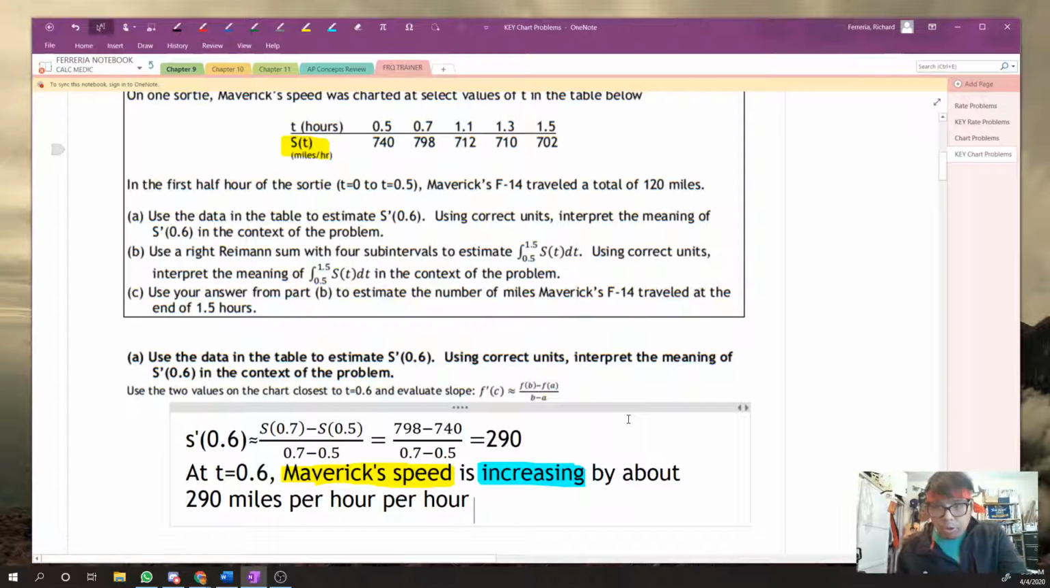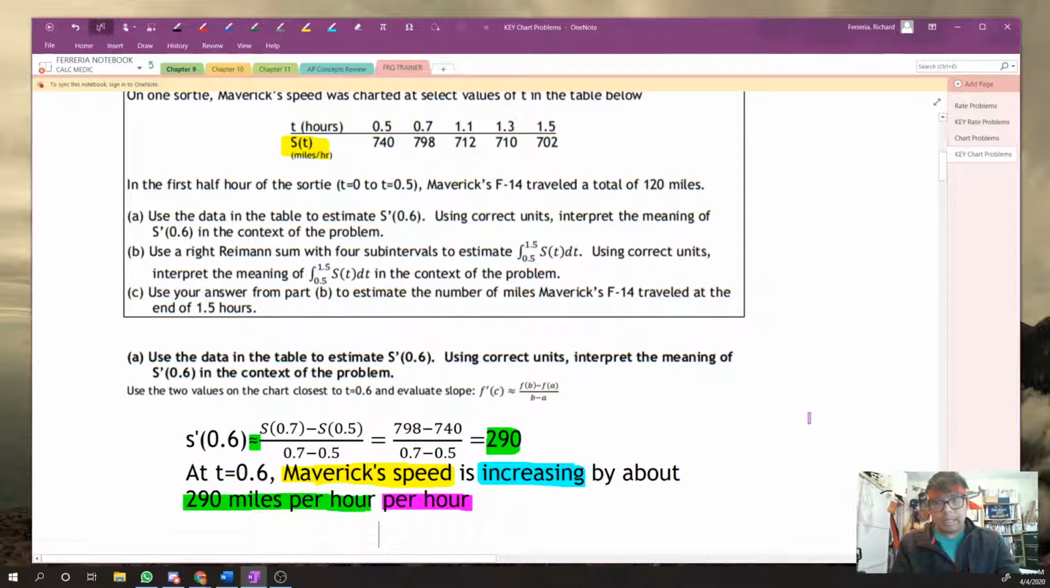Next, we got the word increasing, and we know that the speed is increasing because the number that we got, 290, is a positive value. For a negative value, you would say that Maverick's speed would be decreasing. 290 is naturally the number we got, but the units associated with 290 are miles per hour per hour, because that indicates that the rate is changing.